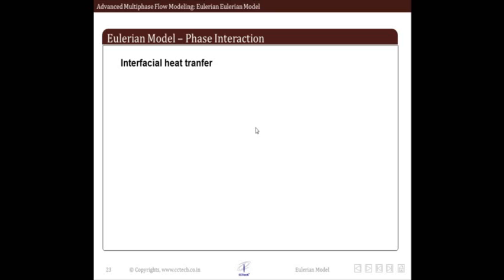There is a model available within Fluent which takes care of this interfacial heat transfer. We can either select that model or we can give our own model by using a user-defined function. This model is called Ranz-Marshall and it is recommended for spherical particles. That is for modeling heat transfer when the dispersed phase consists of spherical particles. This is functionally very similar to the Schiller-Naumann model that we just discussed in the last few slides.